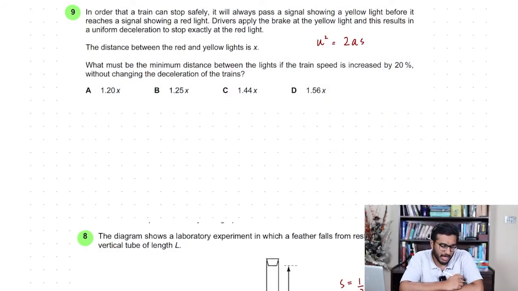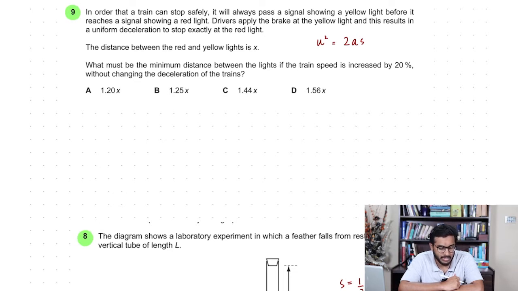The first question that we have over here is that in order that a train can stop safely, it will always pass a signal showing a yellow light before it reaches a signal showing a red light. Drivers apply the brake at the yellow light, and this results in a uniform deceleration to stop exactly at the red light. So there is a train which is being stopped. The brakes are applied when the yellow light is seen and it stops at the red light. They say the distance between the red and the yellow light is x.